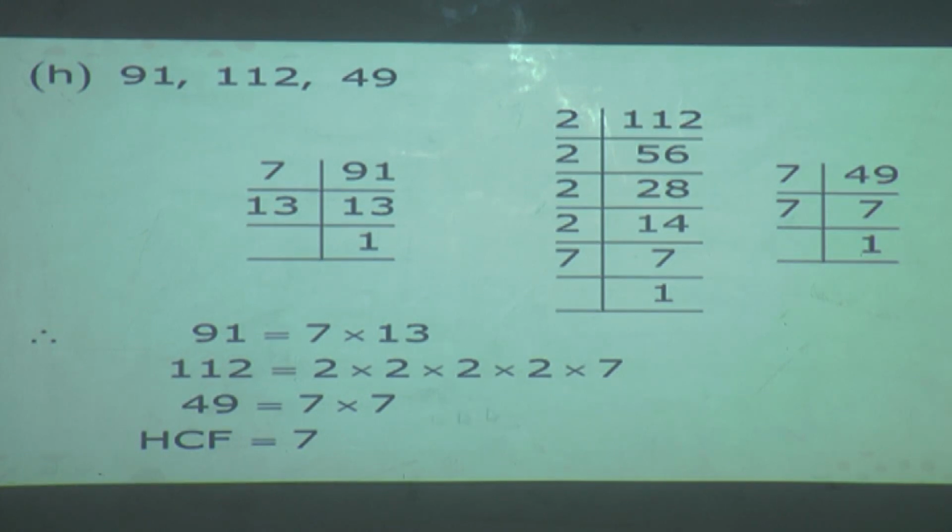After getting all the factors, we have only one common factor, that is the number 7. So the highest common factor of these three numbers is 7.